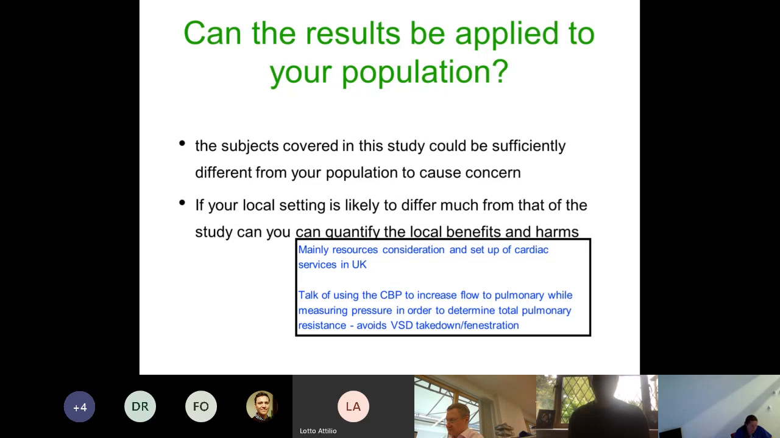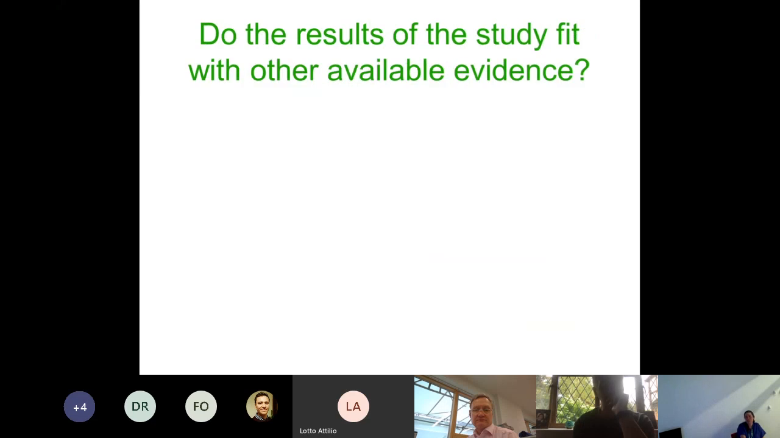There was one thing that came up that I wasn't quite sure about, which was they were talking about the use of bypass to increase flow to the pulmonary circulation whilst measuring pressure in order to determine pulmonary vascular resistance, and thereby clarifying that, yes, it's fine, we're safe to close the VSD without worrying about leaving a fenestration that needs to be dealt with later, or ending up in a situation where we're doing a VSD takedown. And it's probably my ignorance and the fact that I haven't been to theatre enough, because I don't know whether this is something that we do. So it's just something that I noted, and I wondered whether it's something we did here.